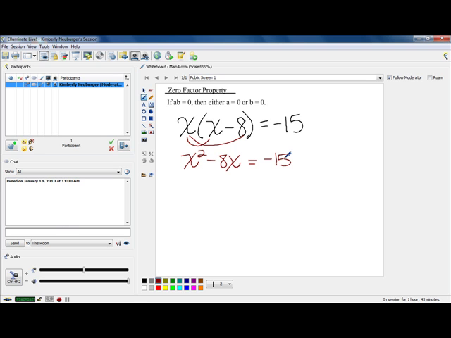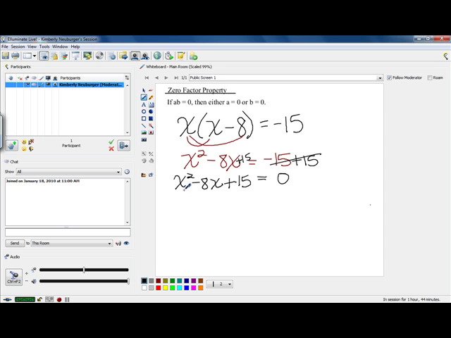So that tells us that we need to get 0 on one side so that we can use our zero factor property. So we're going to go ahead and move our negative 15 over by adding 15 to both sides. Doing so makes those cancel, so we have 0 on the right side. And on the other side, we have x squared minus 8x plus 15. Now, what we're going to do is take this left-hand side here and factor it. When we factor it, we'll be able to set up a situation like the zero factor property where we have two things multiplied to get 0.